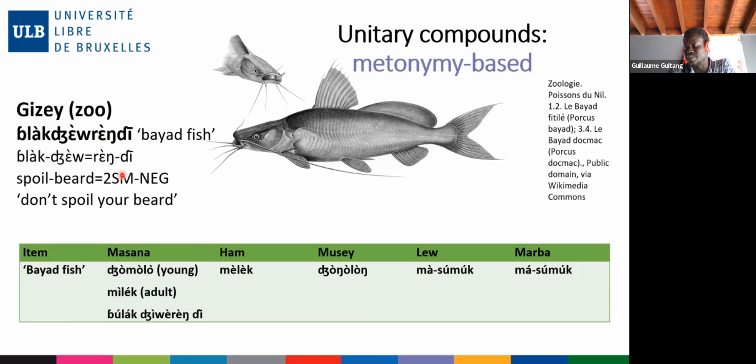And it is interesting also to see how the other languages render it. So Ham always, and I'm going to come back to why Ham has original labels. You have Jomolong here in Musey, and then still the same prefix here in Marba Leo, Masuk. Then you have Bulak Jerengi, which is the same thing as in Gizey. And then Masana makes a distinction apparently between the young and the adult bayard fish. And you see that the adult one is exactly the same word used in Ham, and Jumolo looks quite similar to what you find here in Musey too.